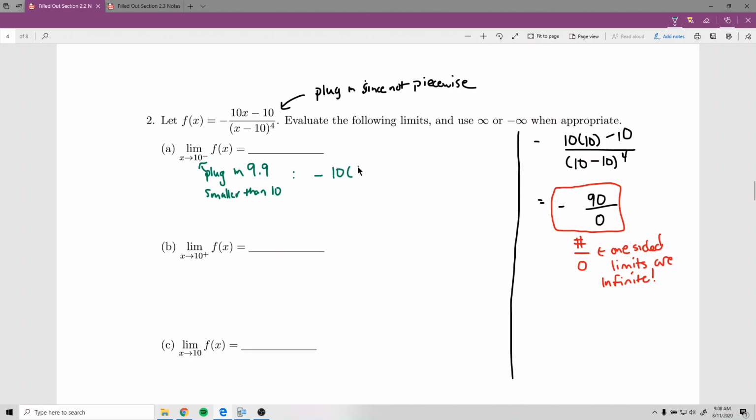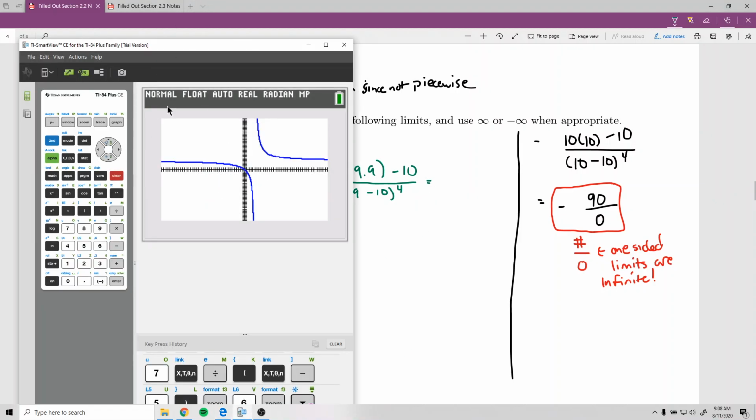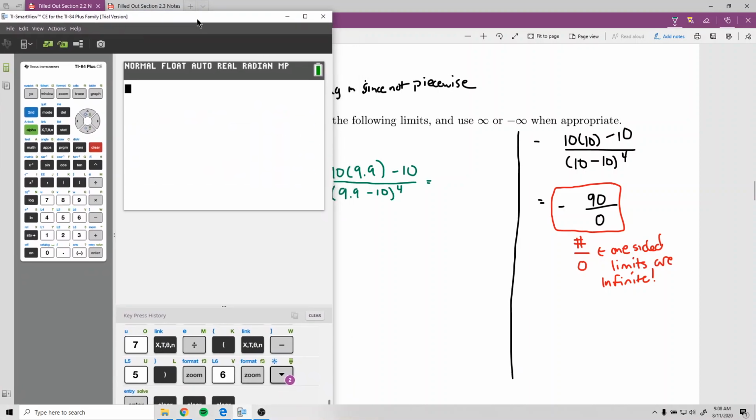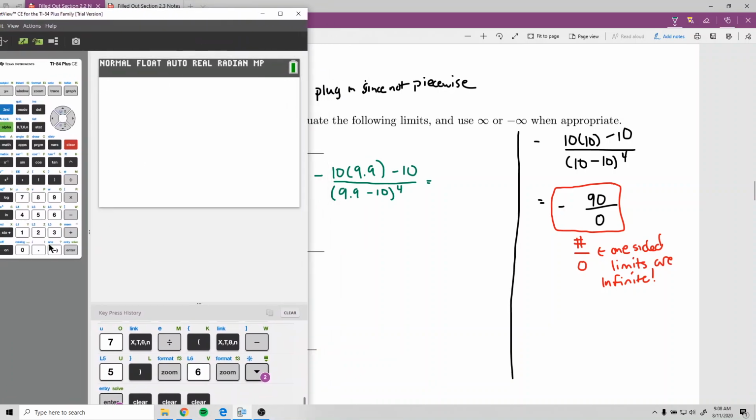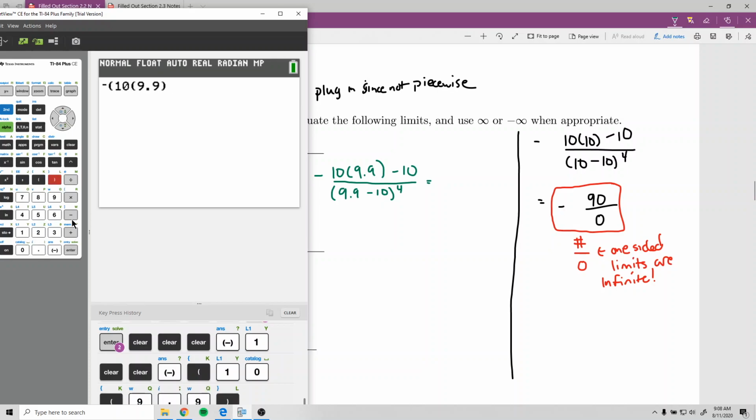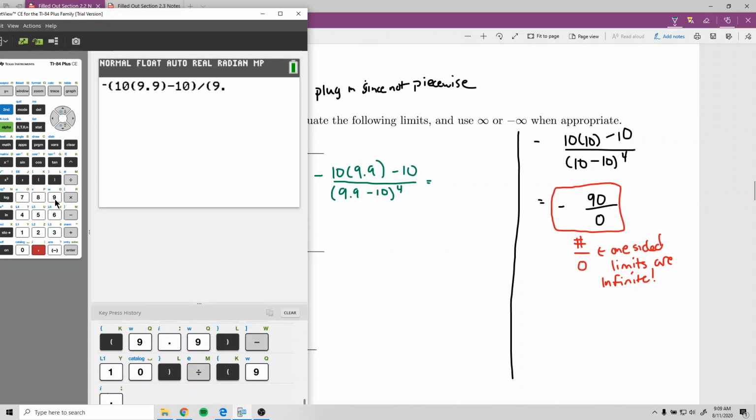We got negative 10 times 9.9 minus 10 over 9.9 minus 10 to the 4th. Go ahead and put that in your calculator. So don't forget that negative in front. I might have it covered up. There we go. Oops. Negative out front. 10 times 9.9 minus 10, divided by, and then the bottom, 9.9 minus 10 raised to the 4th.